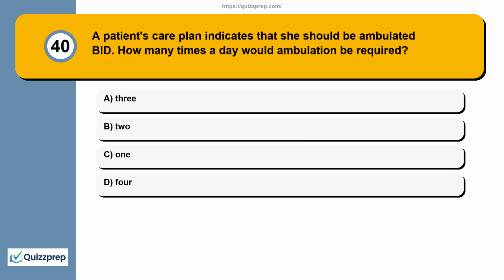Question 40. A patient's care plan indicates that she should be ambulated bid. How many times a day would ambulation be required? 3, 2, 1, 4.